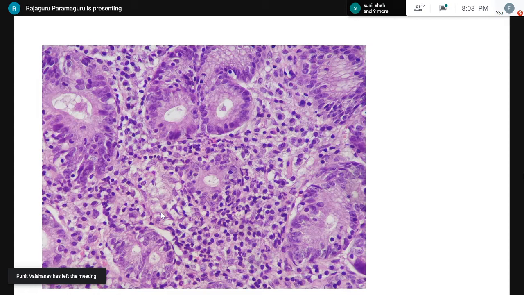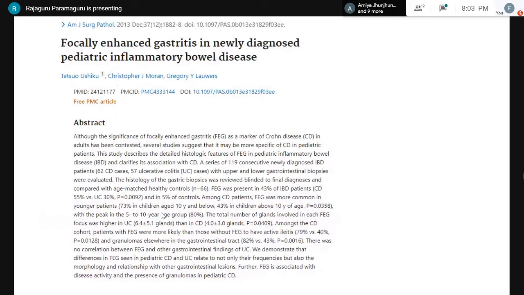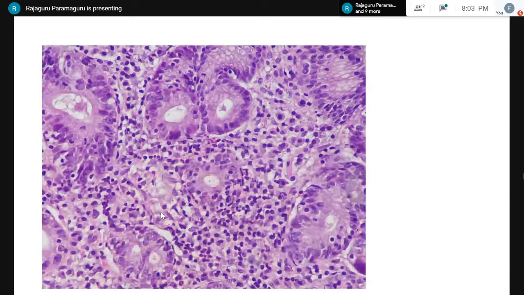So in this interesting article, what I found is that in pediatric patients with Crohn's disease, the presence of focally enhanced gastritis has really helped them to make a diagnosis. It's seen in almost most of the cases of Crohn's disease in their study. So just looking for that, if you find focally enhanced gastritis in a routine antral biopsy, then you might not say that it could be Crohn's disease, and you don't have to advise screening for Crohn's disease.